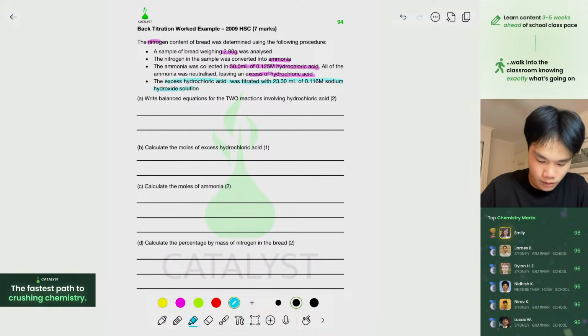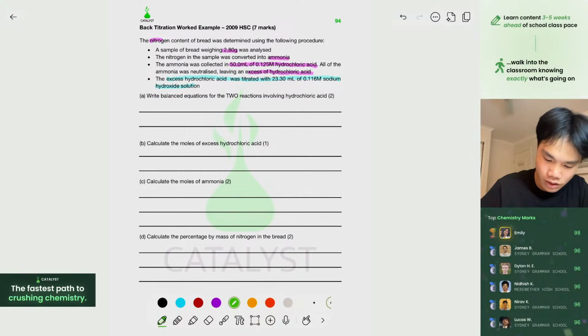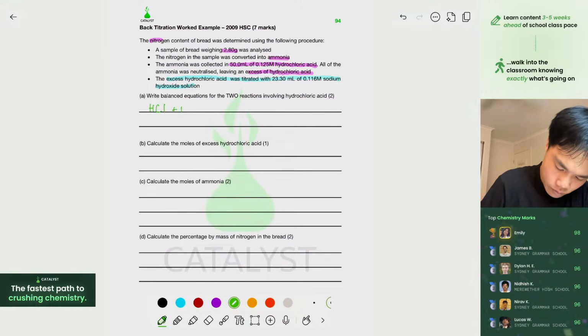So start working through these. I'll write up my answers as we go along. So, balanced equations for the two reactions involving hydrochloric acid. Have a go. Don't forget states.